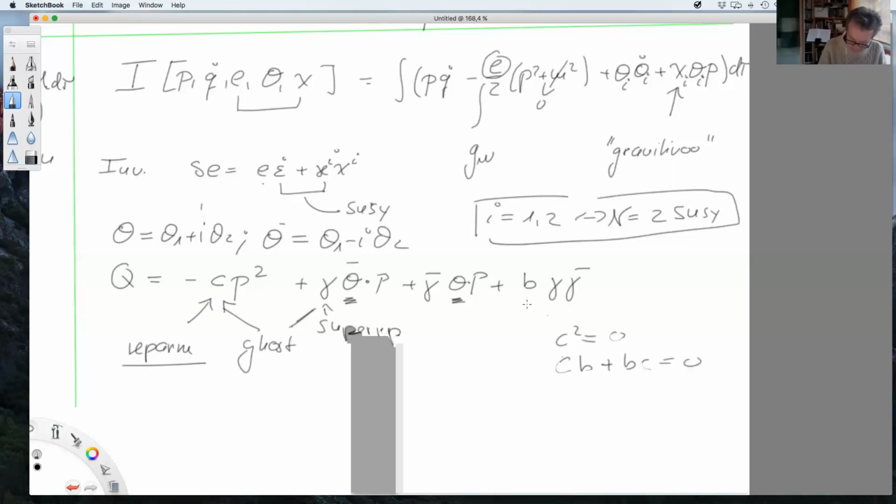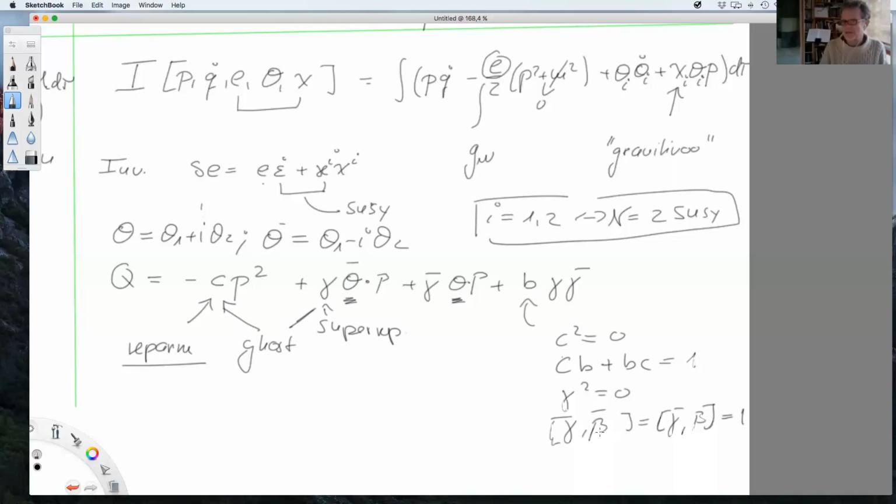That also explains this. And then I have similarly gamma squared is not equal to 0, but the commutator of gamma with beta bar is the same as gamma bar beta, and that is equal to 1. And here should not be 0, so here should also be 1. So this is the story. These are even variables, the gamma and the beta. The betas I've introduced here don't appear here at all, but they are just the conjugate variables to the gamma. They don't appear in the BRST charge, but they nevertheless are there.